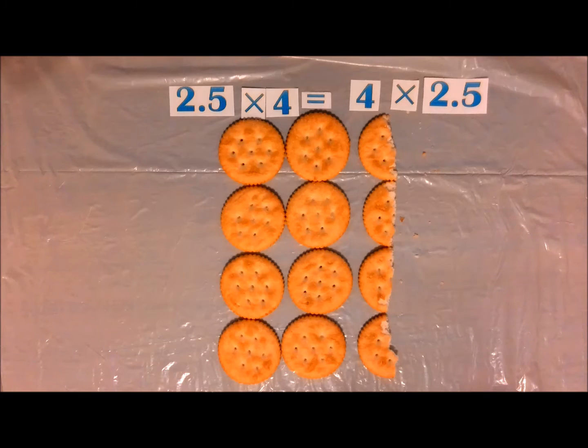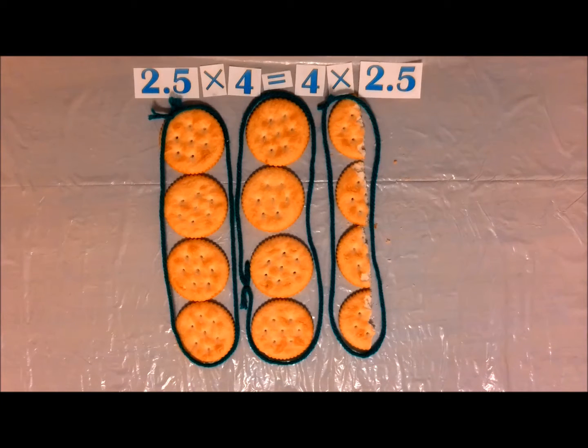For this example, I decided to use crackers to vary it up a little bit and also make it easier to cut each piece in half. This configuration can be used to show that 2.5 times 4 is equal to 4 times 2.5. This is our example for a positive number that is not an integer times a positive integer.